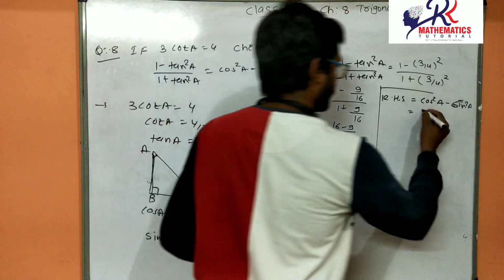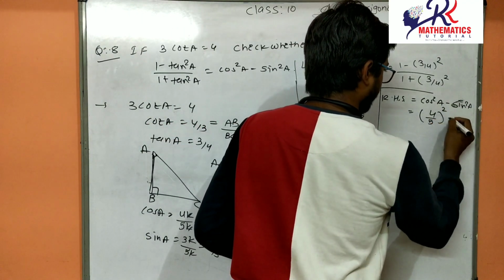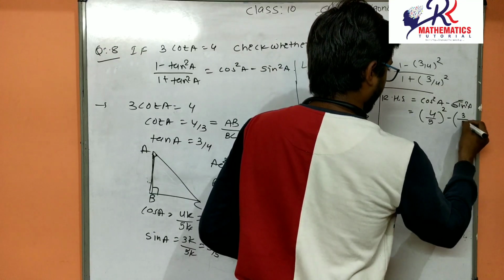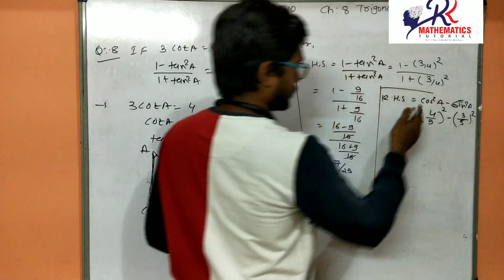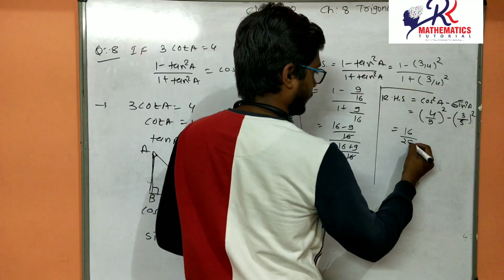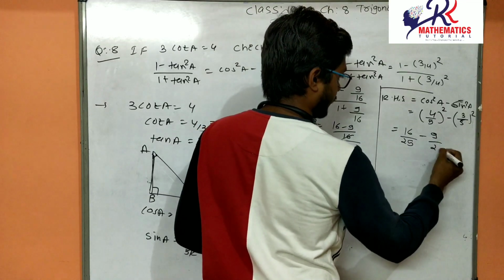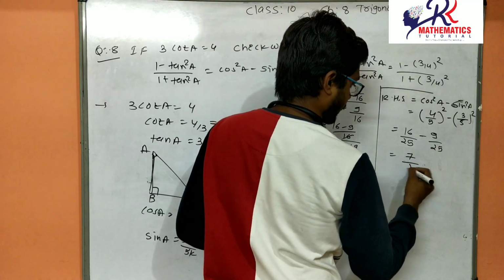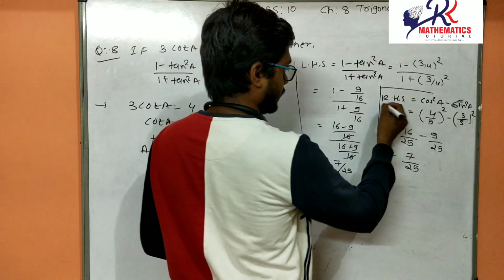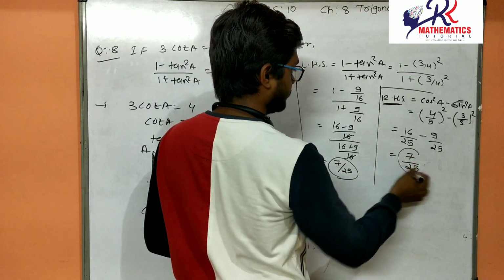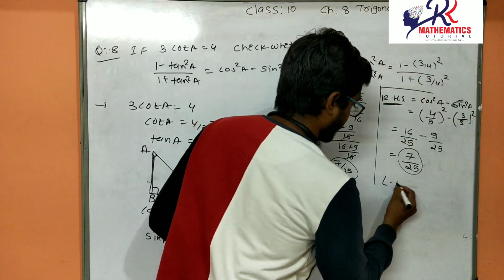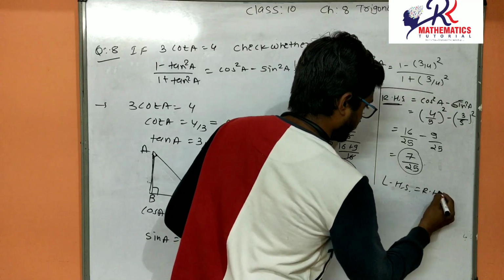Now put the values. So it is (4 by 5) whole square minus (3 by 5) whole square. So now it is 16 upon 25 minus 9 upon 25. So it is 7 upon 25. Here the answer of LHS and RHS are the same. So we can write LHS is equal to RHS.